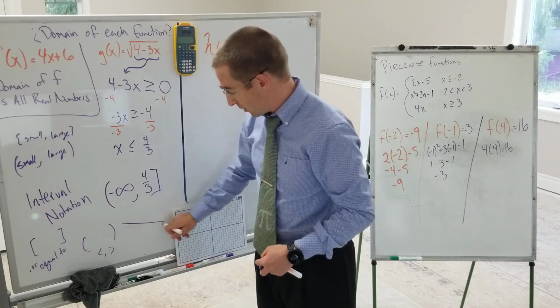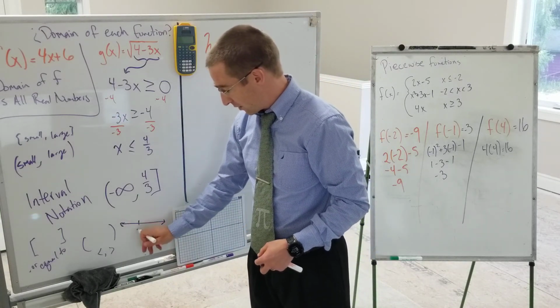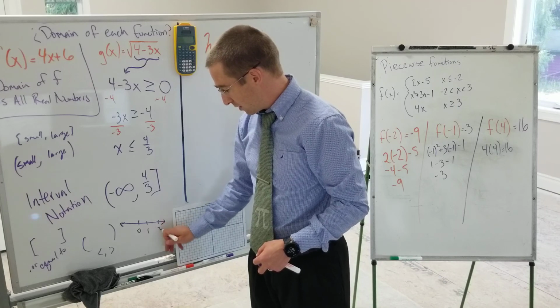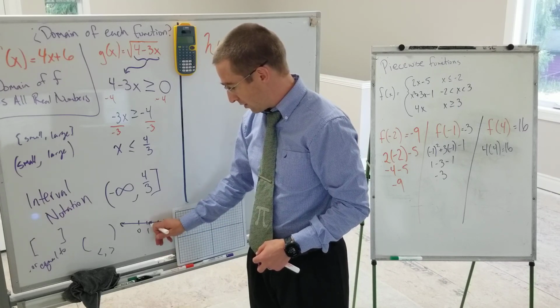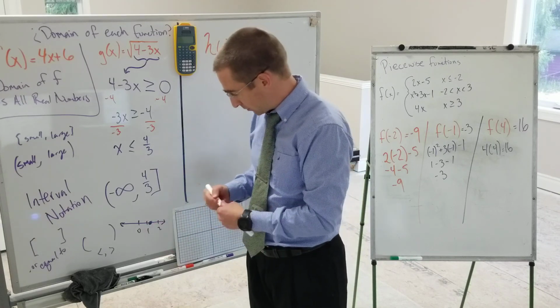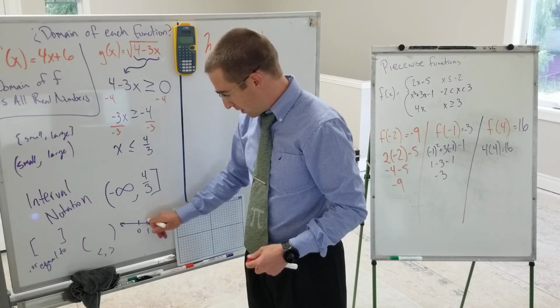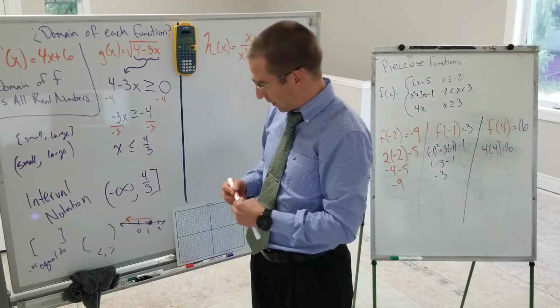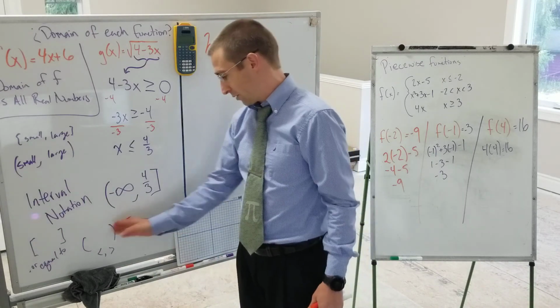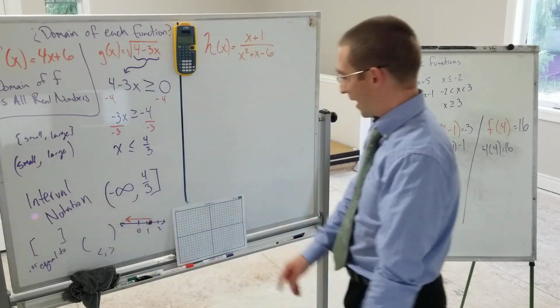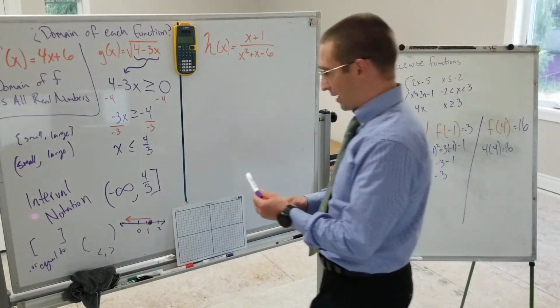Because what we're doing here is we're saying, like here, 0, 1, 2, 4/3 would be right here. We've got this set, everything less than or equal to 4/3, right? You can draw it on the number line if you want. Okay, so this is the domain right here.